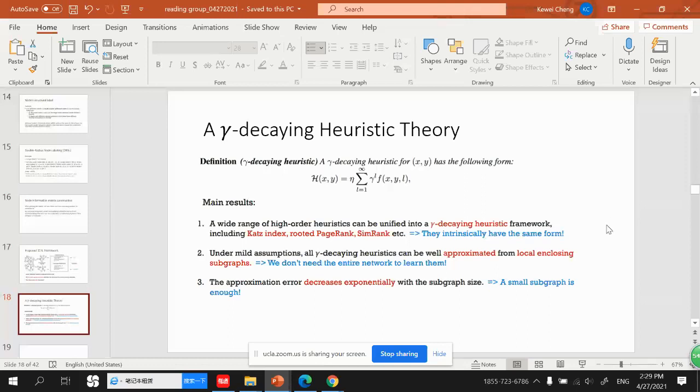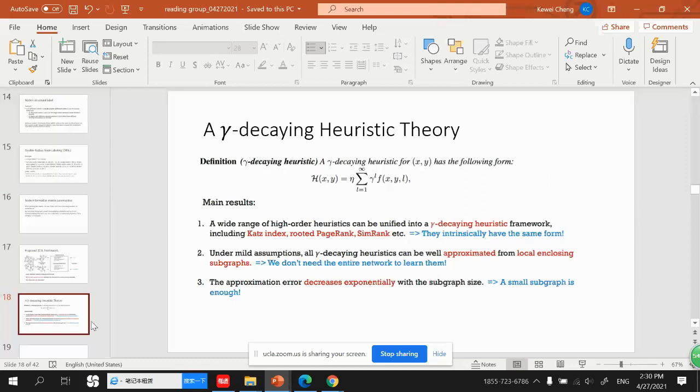And then the approximation error will decrease exponentially with the subgraph size. Which means that by only extracting a small subgraph, we can still capture most of the higher order information.